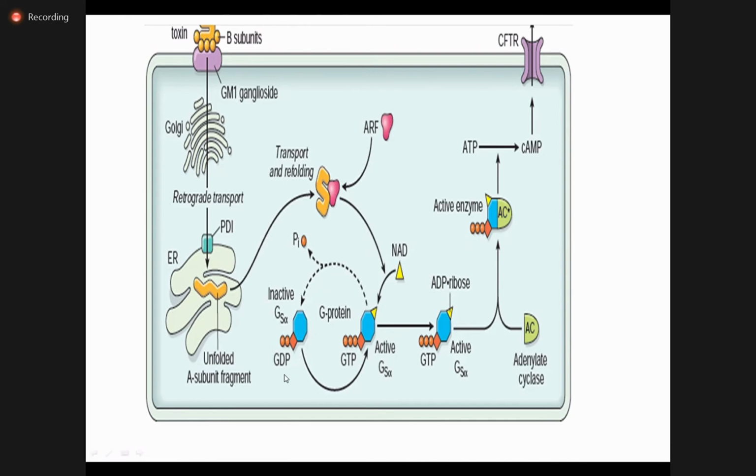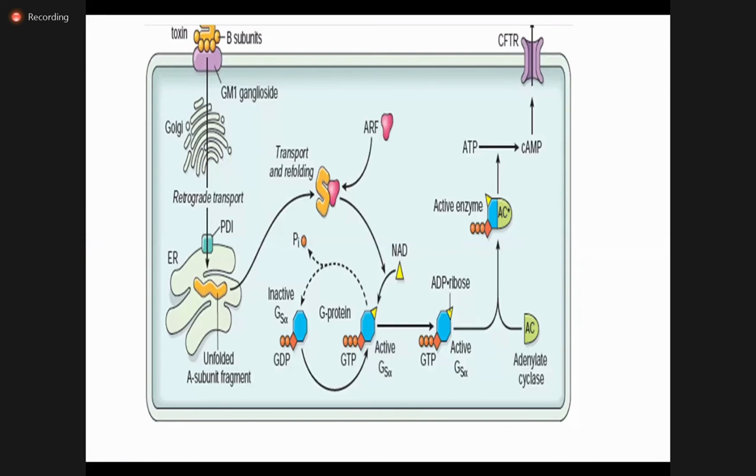So it causes GDP to convert into GTP, and in this process NAD also releases. This active GTP causes opening of the adenylate cyclase. This adenylate cyclase again opens the channels of potassium ions that causes release of water secretions inside the lumen, which is further secreted out of the body in the form of diarrhea.